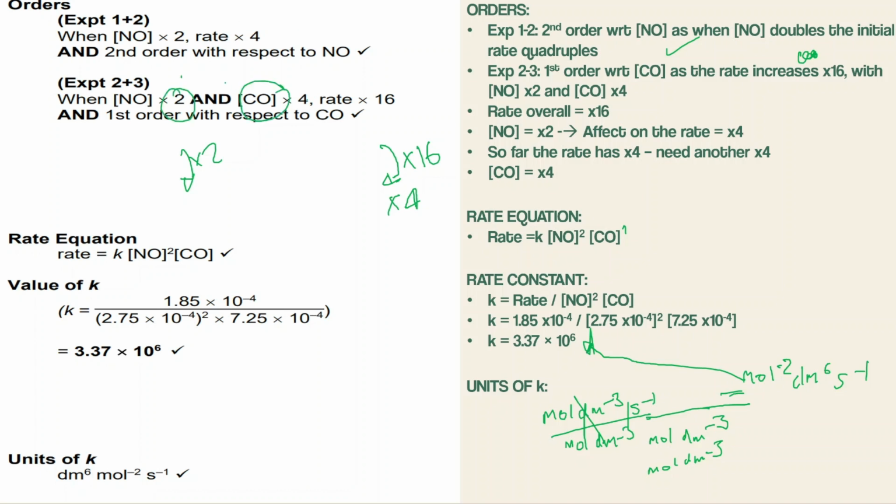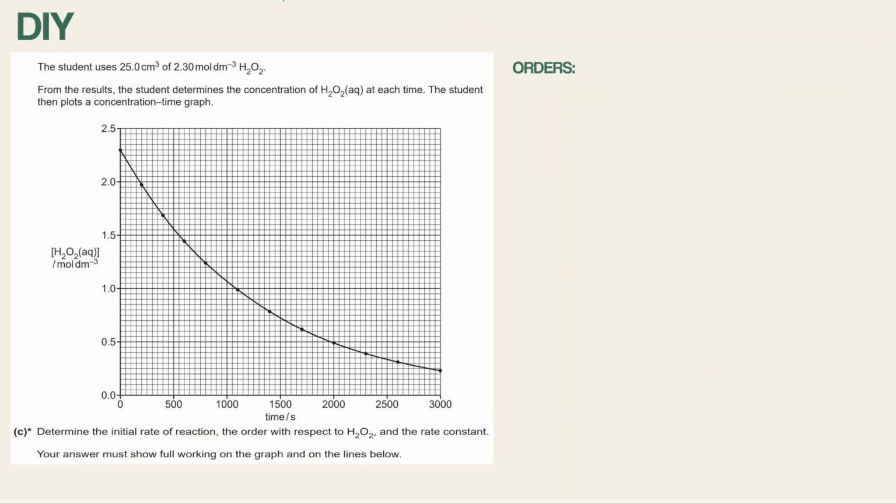And CO quadruple. You can see here that we need all this. Okay, here's a DIY question. Now, obviously the first thing we're going to work out are the orders, as I've said before. So in order to do this, we're going to draw our half-lives.